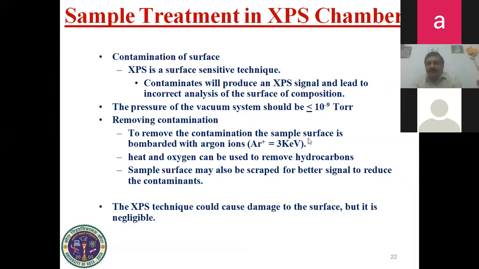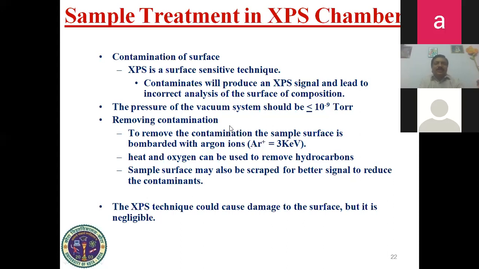Now, sample treatment in the XPS chamber. We all know that as we have our sample, it is exposed to the atmosphere, so many contaminants are present on the surface. As XPS is a surface sensitive technique, contaminants will produce a signal that will lead to noise and incorrect analysis of the surface composition. That's why the pressure of the experimental chamber in which the XPS spectrum is recorded must be of the order of 10 to the power minus 9 torr, not less than that.